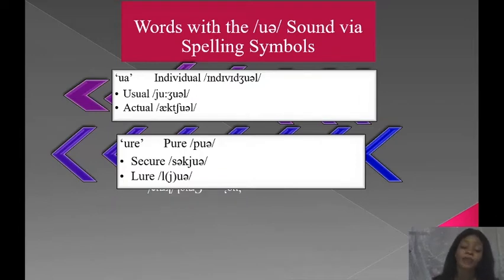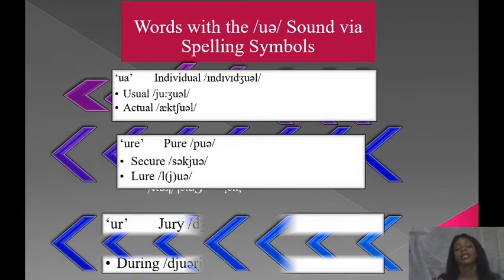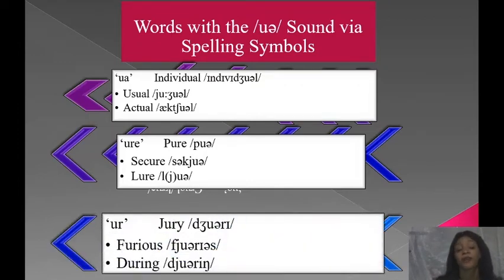We also have the word secure. Secure, not secure. And we have the word lure. So lure someone, not lure, like we normally say it. Okay, let's look at the next spelling symbol for that sound. We have the UR.